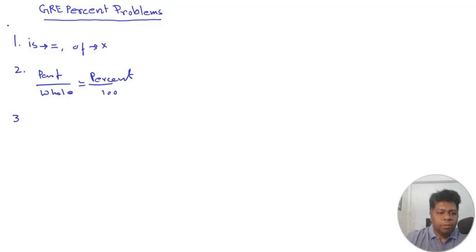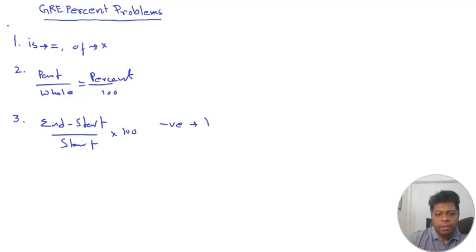Now there is a third rule. This is applied to problems where an increase or decrease of the number happened and you are asked to find the percent. In that case it would be the end number minus the start number, divided by the start number, and multiplied by 100. If it is negative, it indicates a decrease, and for positive it indicates an increase.